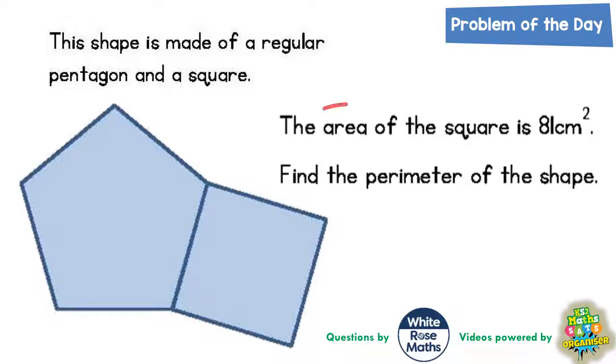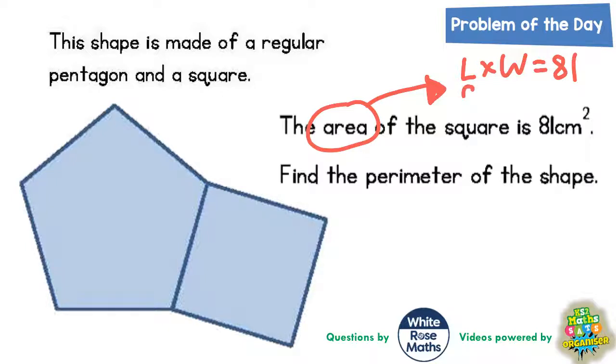Now to find the area of a square, I'm hoping that we do know that it is length times width. So what we're basically saying is that the length times the width must equal 81. Well, on a square, as you should know, the length and the width are the same. All sides are the same. So we're looking for a number where you times by itself, you get 81. And that's going to be 9. So the length and the width of the square are both 9, because 9 times 9 is 81.